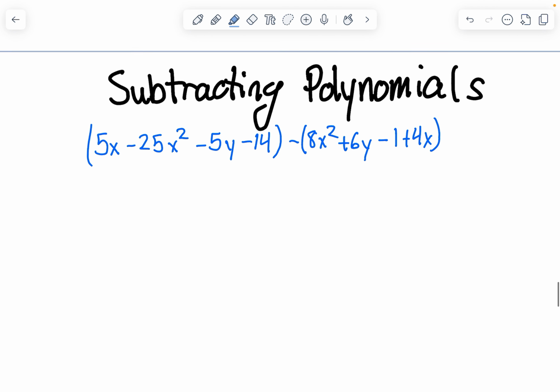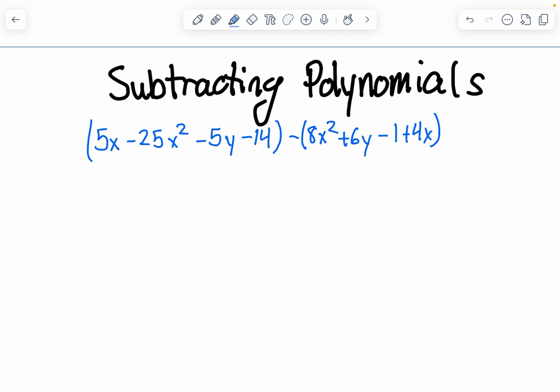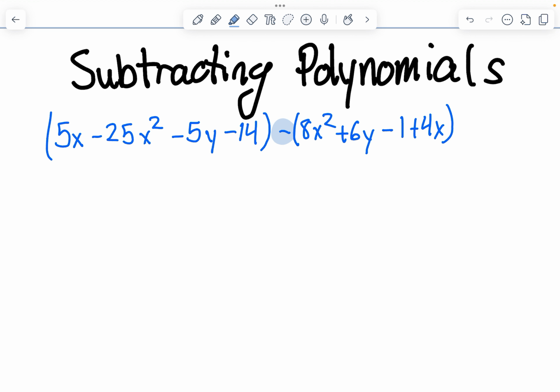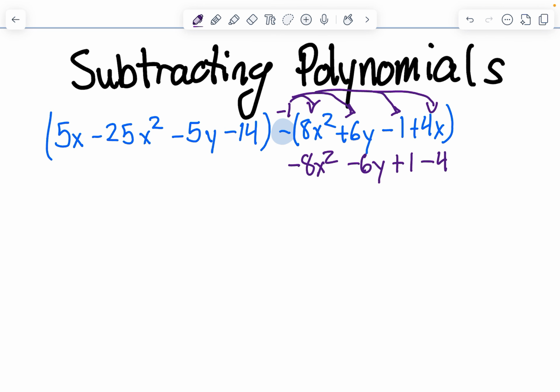When it comes to subtracting polynomials, the first thing we're actually going to want to do is the distributive property. So this minus here is the same as distributing, or multiplying, negative 1. What that is going to do is change all of these terms to the opposite symbol, or it's basically saying take what you have here and make them opposite. So instead of positive 8x squared, I'm going to have negative 8x squared. Instead of positive 6y, we'll have negative 6y. Instead of negative 1, positive 1. Instead of positive 4x, negative 4x.